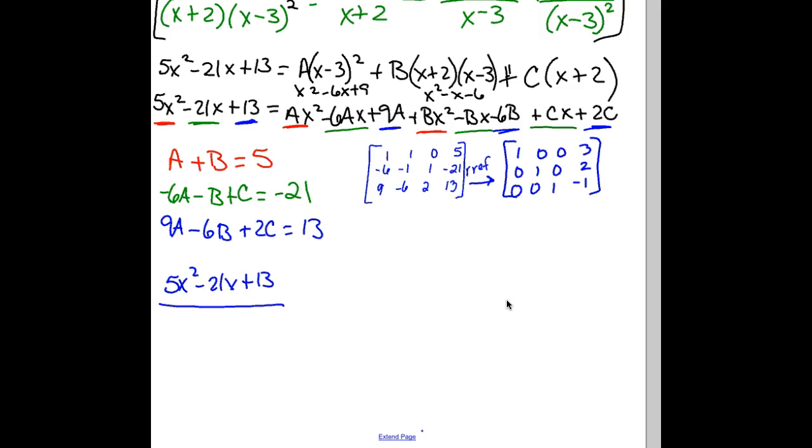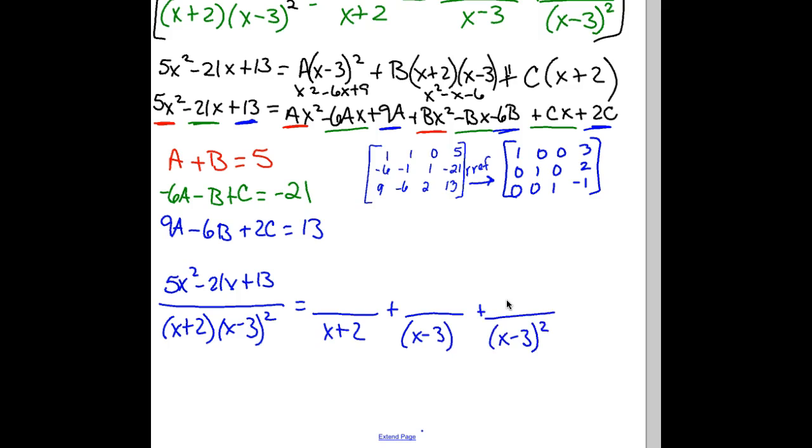This is my original question, and what did we have? An x plus 2 and an x minus 3 squared. So the first fraction had the x plus 2. The second fraction had an x minus 3, and the third one had an x minus 3 squared. Okay, and we had the A, B, and C on the top. So we'd have a 3 on top of that one, 2 on top of the middle, and a negative 1 on top of the last one.